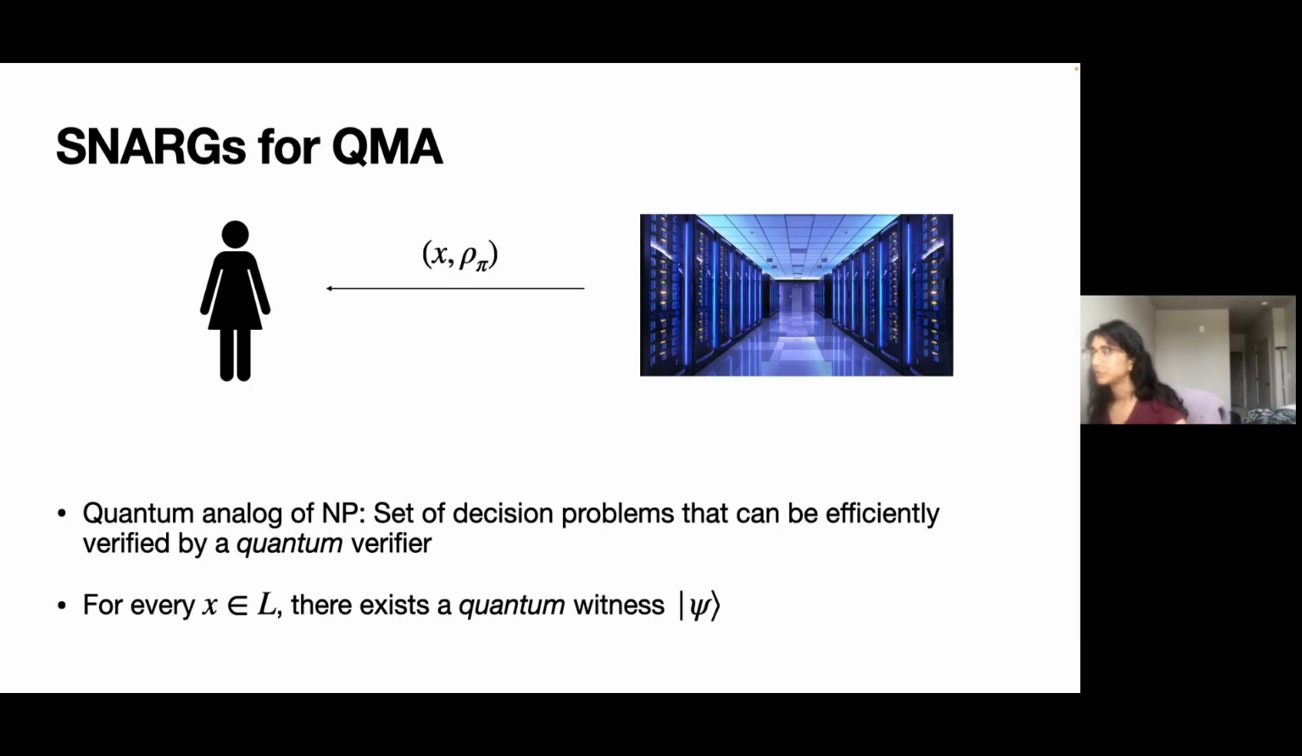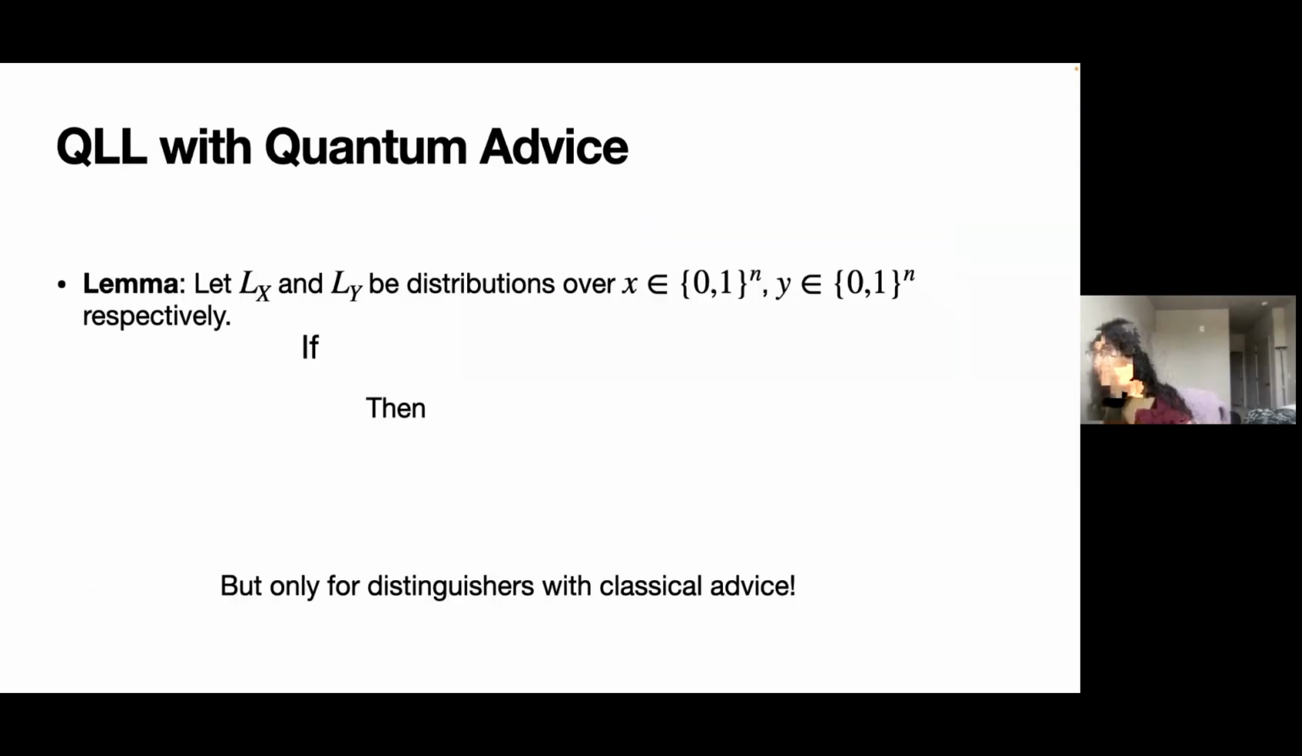Right, so the setting is also a bit different. We'd now be considering SNARGs for QMA as opposed to NP. So now the verifier is also going to be a quantum circuit. So for QMA, this is going to state that for every X in the language, there exists a quantum witness psi. And based on this psi, the prover is going to have to generate some proof rho. And that's what we want to say either exists or doesn't exist.